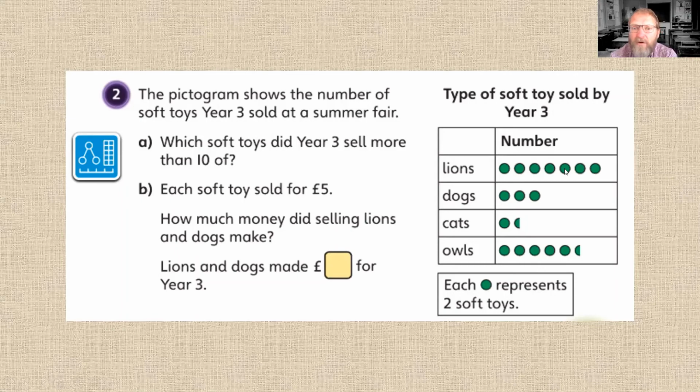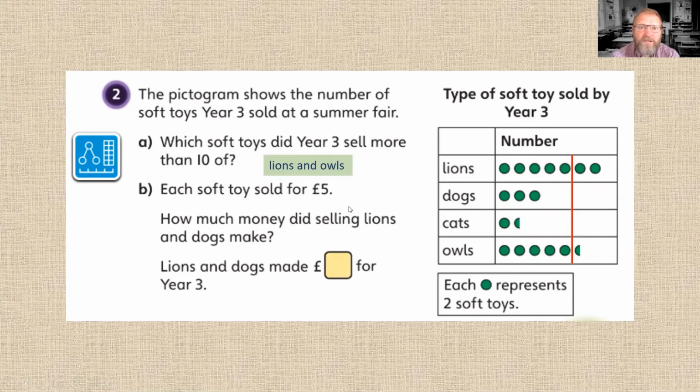So we're looking at how many toys sold more than 10. If I put a line there, I can now see all the toys that sold over 10. So I know that the lion sold more than 10, 2, 4, 6, 8, 10, 12, 14. Yep. And owls sold 2, 4, 6, 8, 10. And half of 2 is 1, so 10, 11. Okay, and you can see that the cats and the dogs sold much less than 10. So lions and owls, they sold more than 10 of.